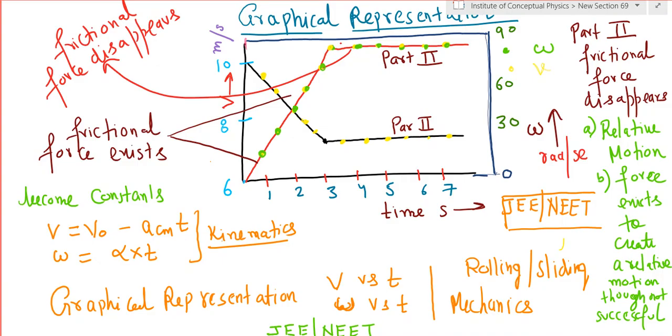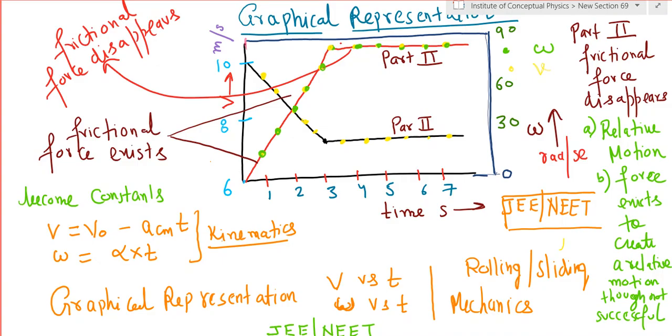the angular velocity. And at some point, in part two of the motion, the frictional force disappears and the velocity no longer changes. The angular velocity also no longer changes. Now the question is, why does the frictional force disappear in part two of the motion?